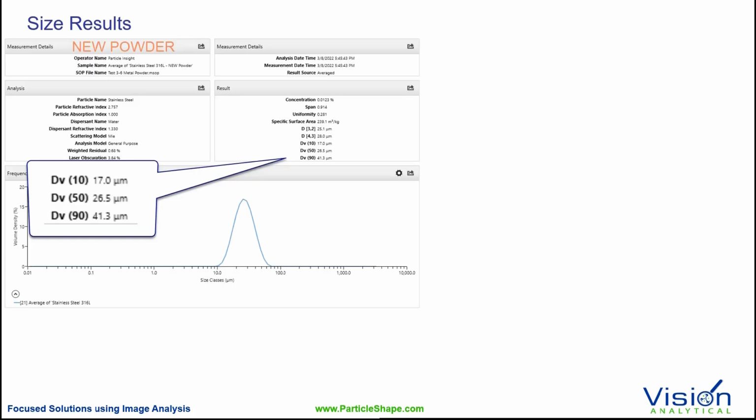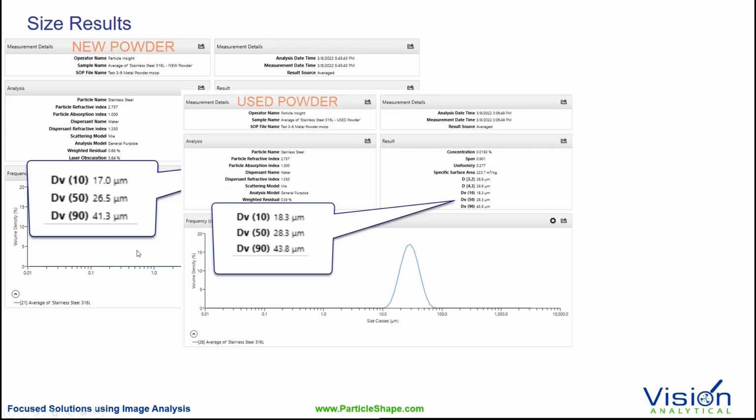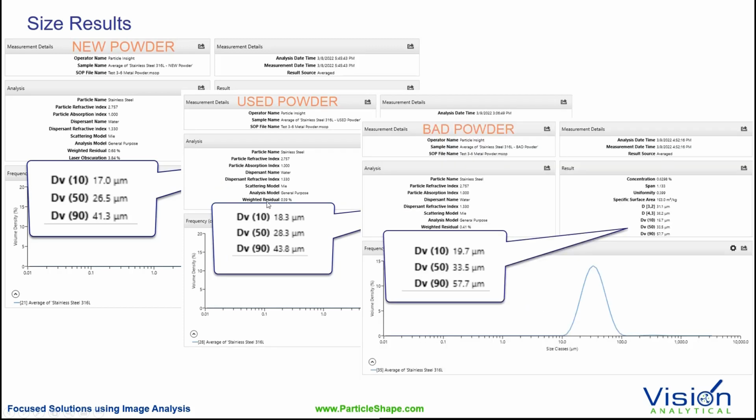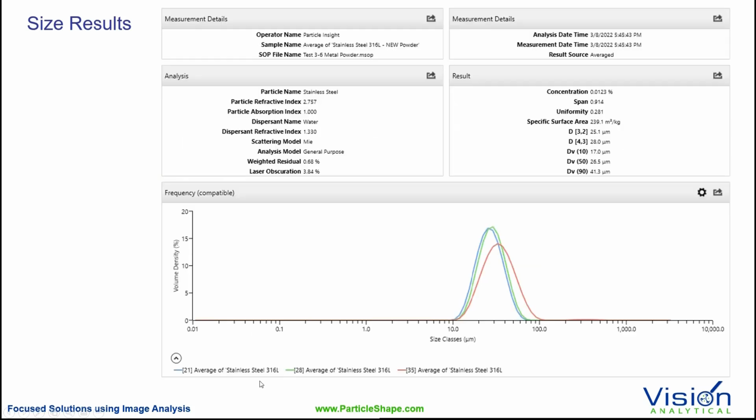So what we're going to be looking at today primarily is first the size information. The size information coming from the Mastersizer is excellent. We get very good data for new powders. We can actually see that there are some differences with the used powder. And with the bad powder, we can definitely see statistically in your D50 and your D90 some differences there. So you could definitely identify a good from a bad, basically.